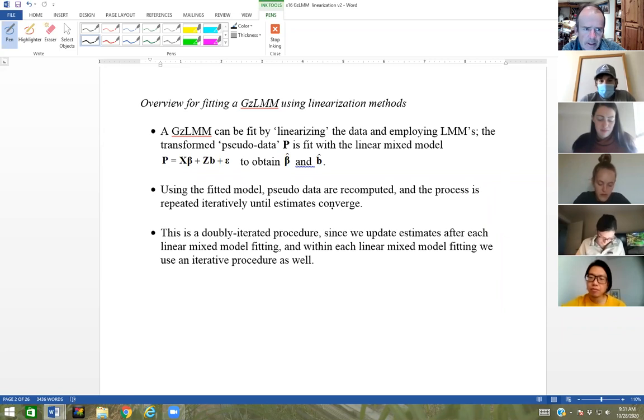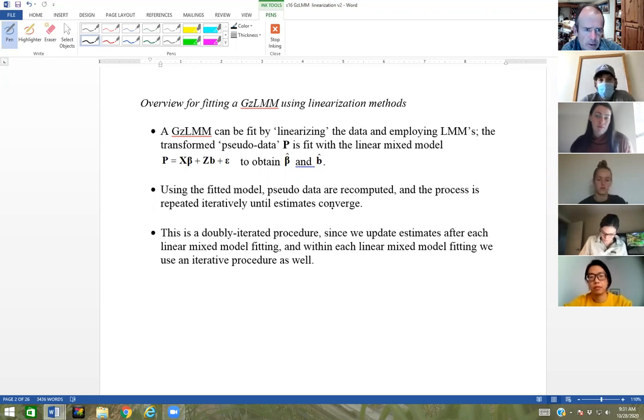But the problem is, like a lot of these non-normal methods, you have to use an iterative process. You don't just do it in one shot, you have to do it iteratively in order to actually get the pseudo data and also get the estimates for the model parameters. So it's a very complex process.